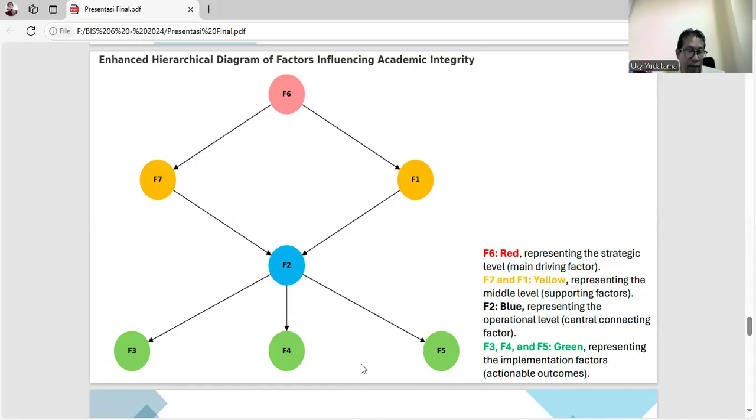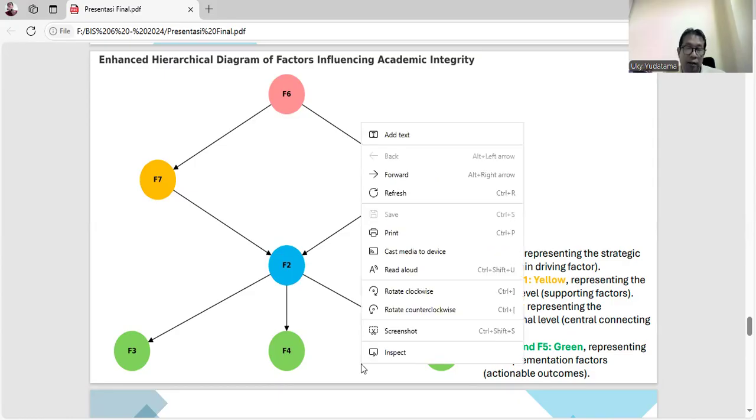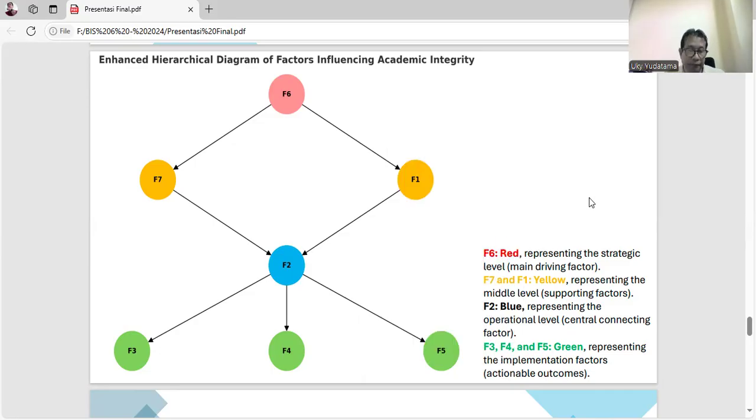Meaning of the diagram. This diagram emphasizes that academic integrity is the result of a combination of various factors ranging from high-level strategy to on-the-ground implementation. By improving the strategic factor F6, a positive impact can be felt throughout all levels, including implementation.